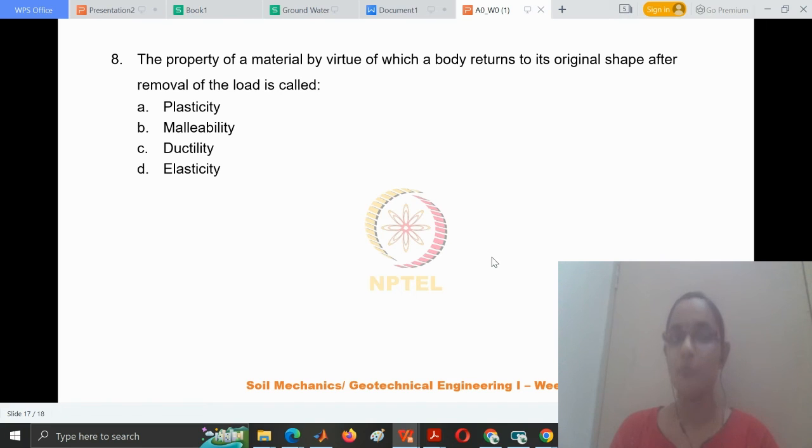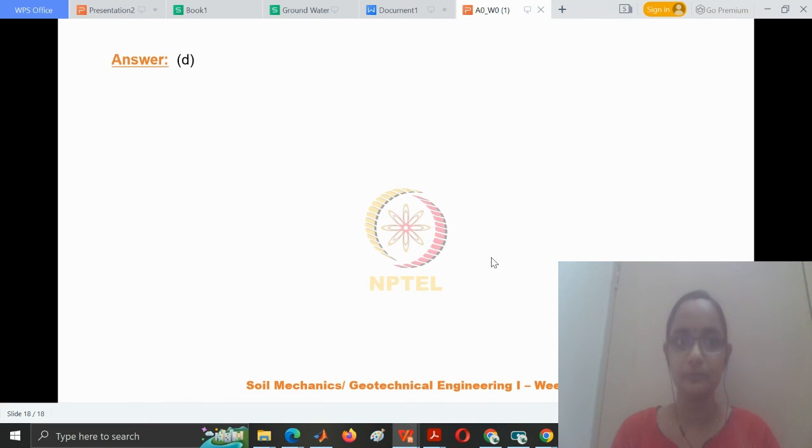That is, the property of a material by virtue of which a body returns to its original shape after the removal of the load is called elasticity. You can take the best example as the rubber band. When we stretch it, it will come along with our hands, and once we release the stretching, it will go back to its original position. So that property is termed as elasticity. If that object is not going to its original shape, then it is plasticity.